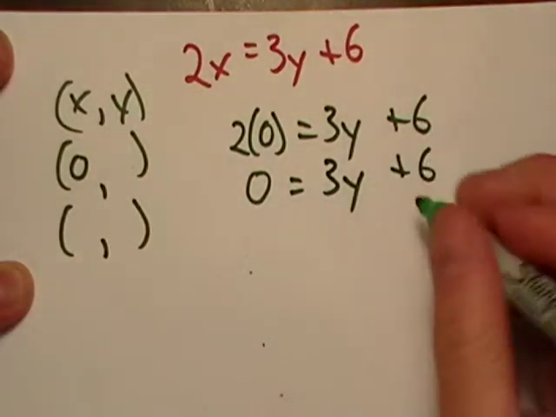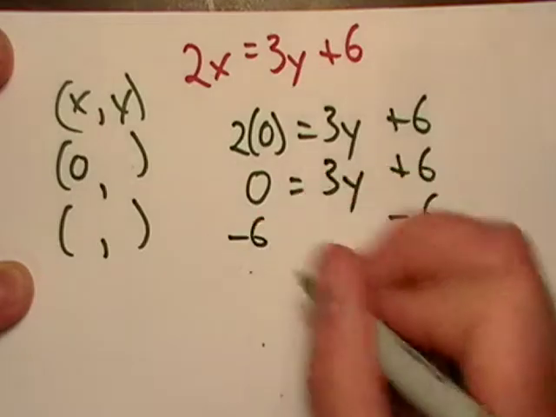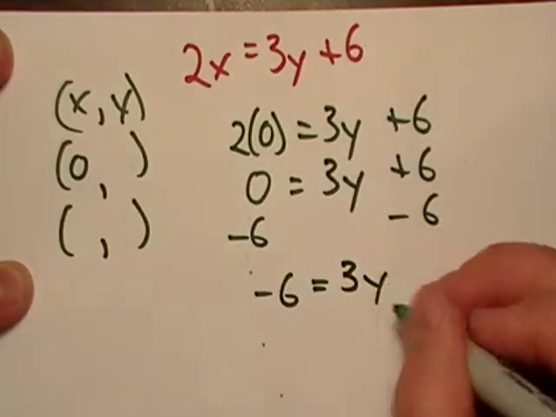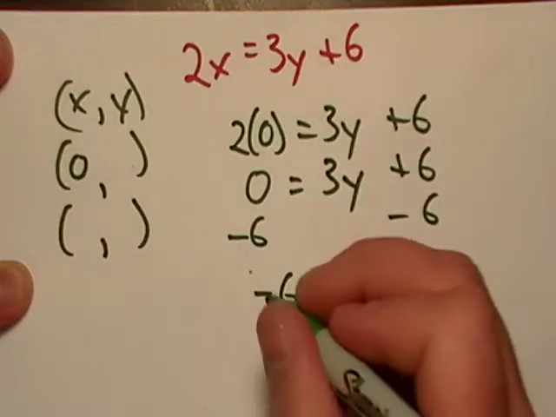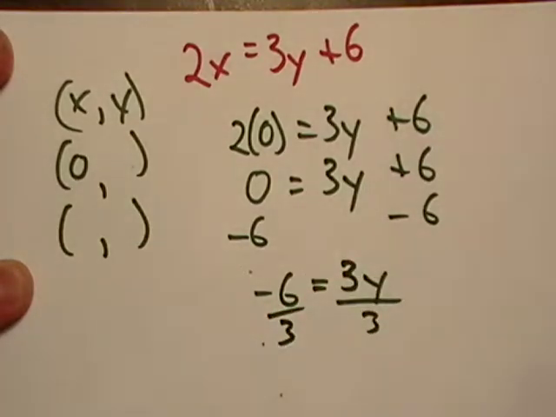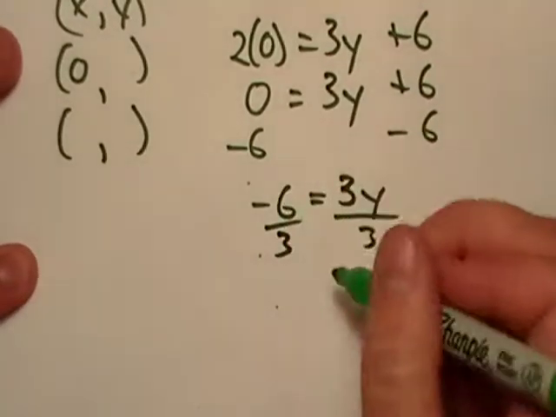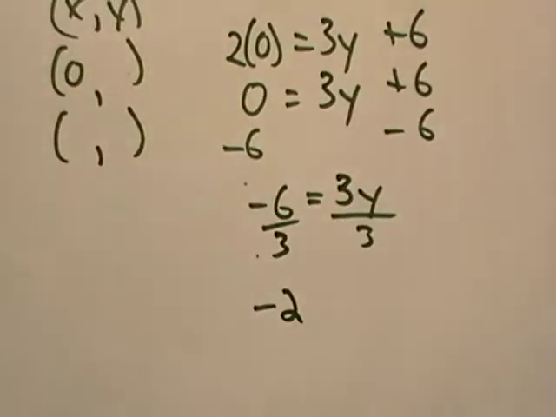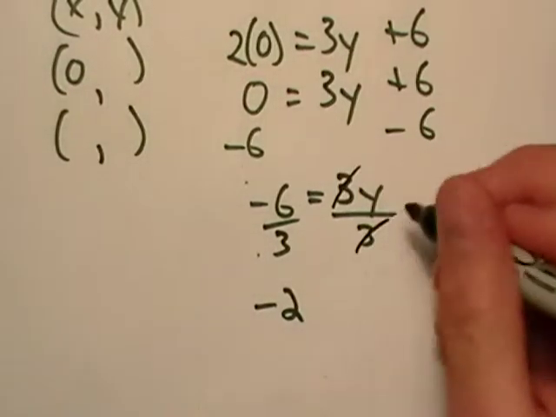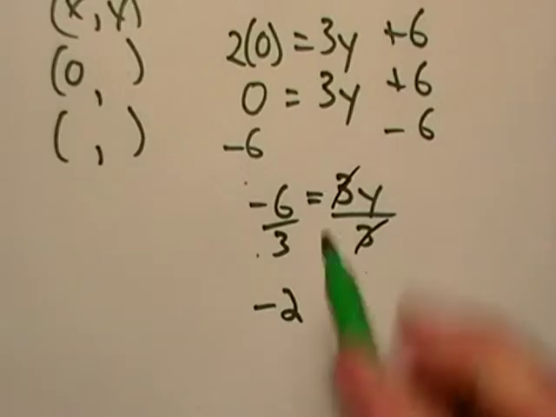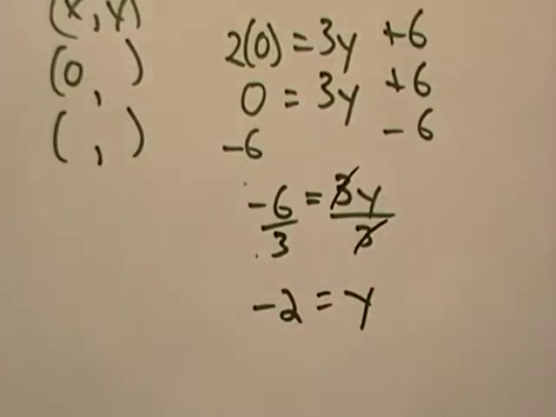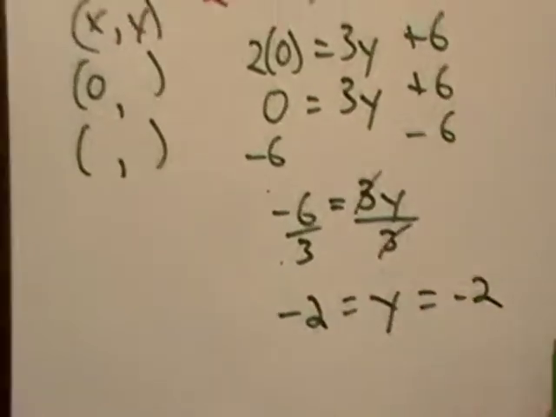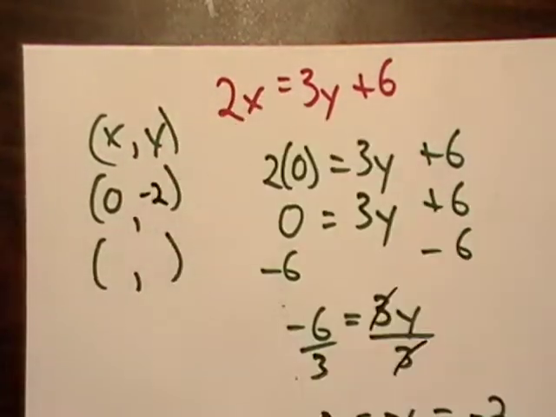Okay. So now I need to subtract 6 from both sides. It gives me negative 6 equals 3y. Now I'm just going to divide both sides by 3. Negative 6 divided by 3 is negative 2, and then the 3's cancel. It gives me negative 2 equal to y, or you could say y equals negative 2. So we'll go ahead and plug this in up there. Okay?